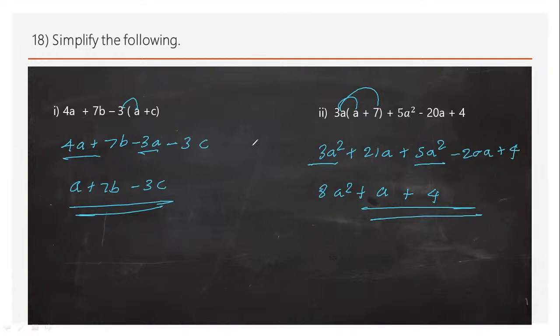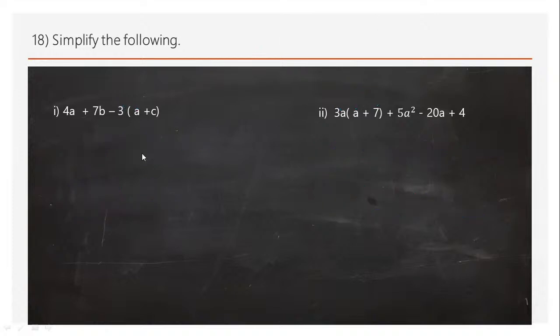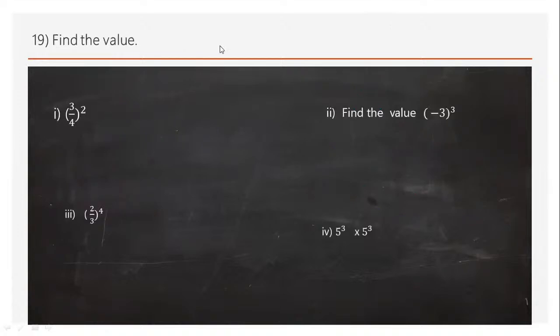Next question, question number 19. Find the value. Related to indices, you can expand and write 3 squared, 4 squared. 3 squared means 3 times 3, 9 over 16. And the next one, minus into minus into minus, minus 3 times 3, 9 times 3, 27.